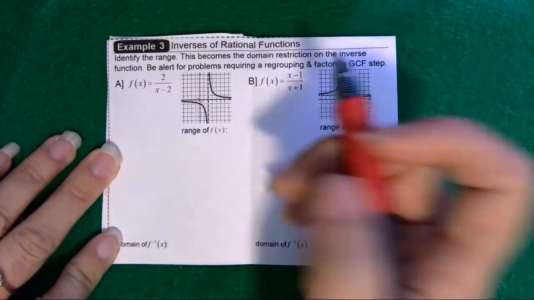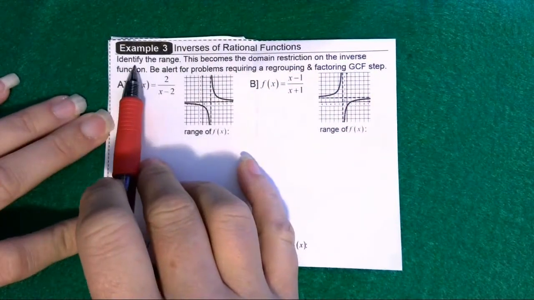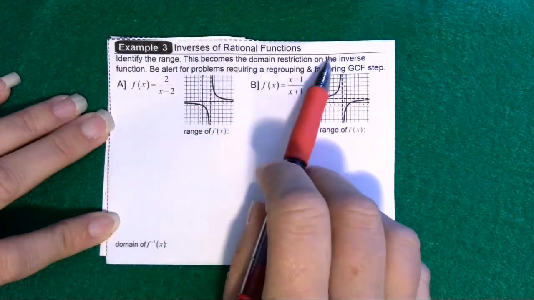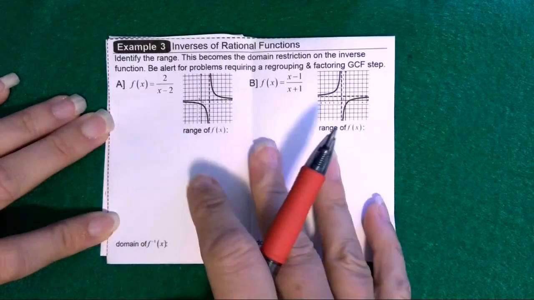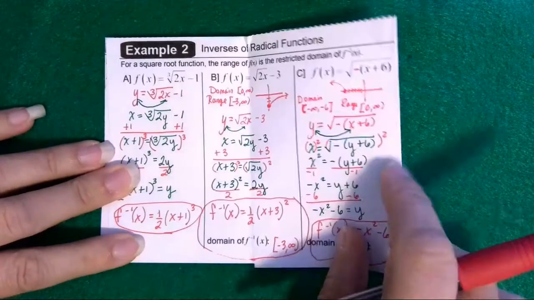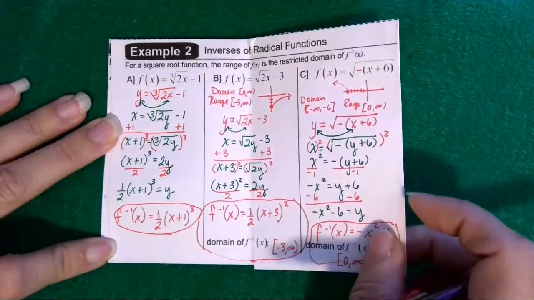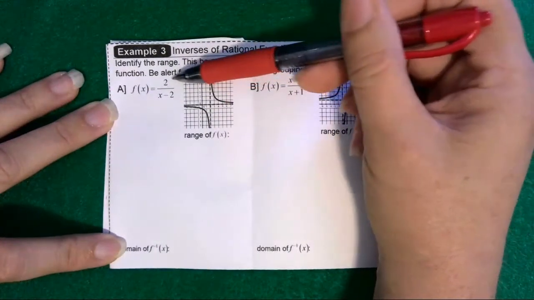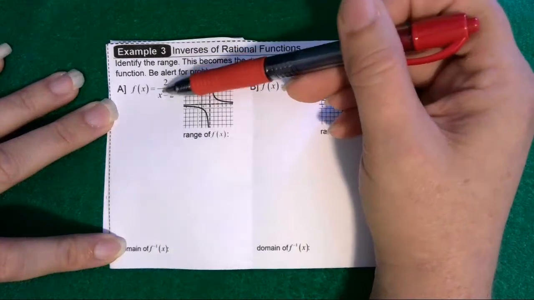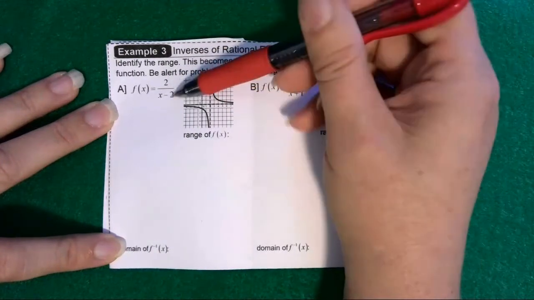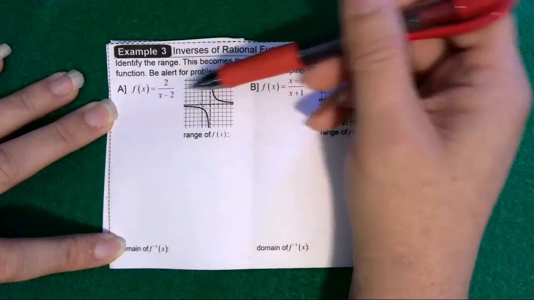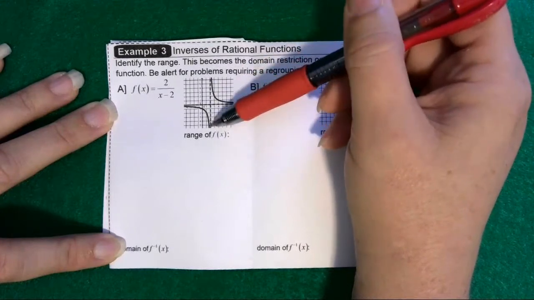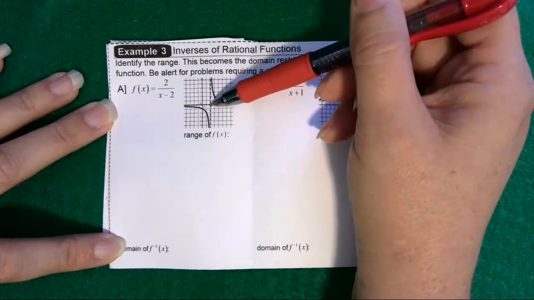Okay, so up at the top here, it reminds us to first identify the range of this function because it's going to become the domain of the restriction on the inverse, similar to what we did in the square root functions in example 2. So when I take a look at my graph of f of x equals 2 over the quantity x minus 2, remember that h of 2 moves the graph to the right 2 units, so that's why my vertical asymptote is now translated over to x equals 2.